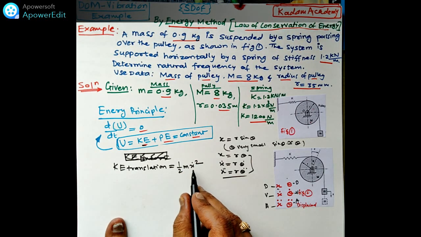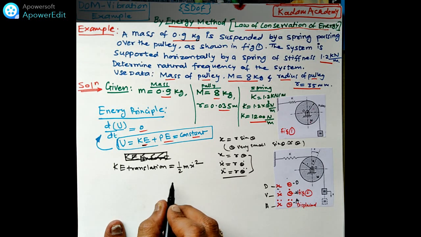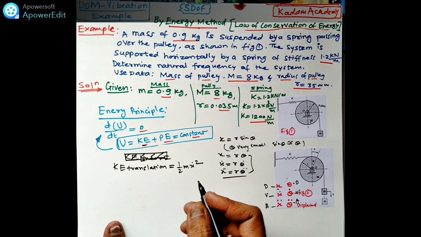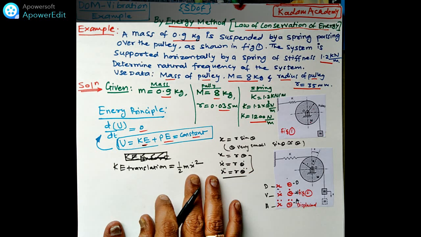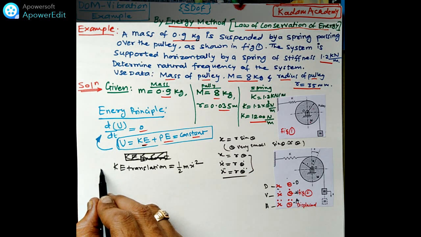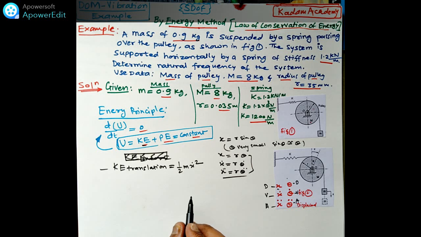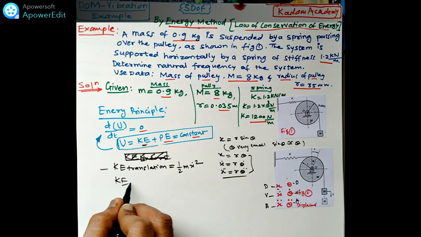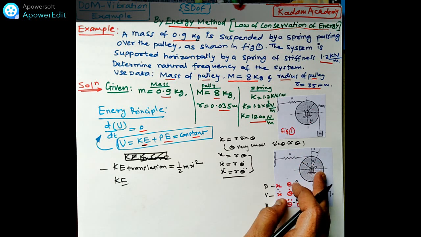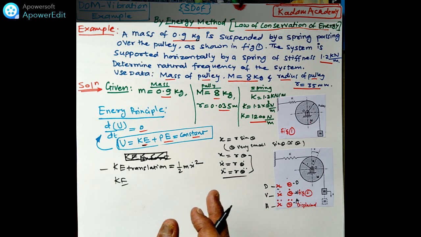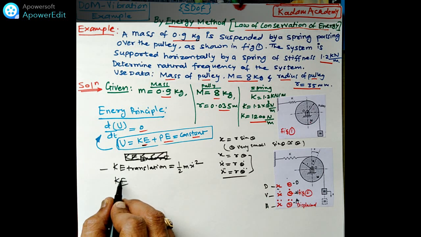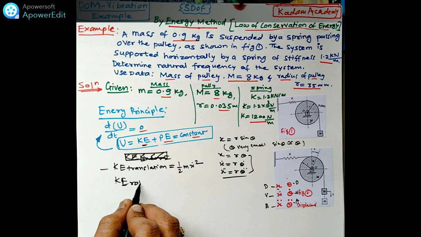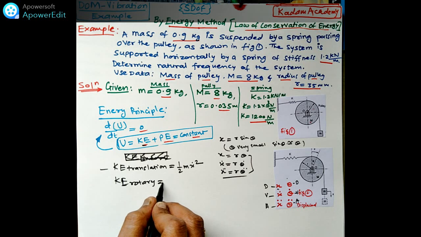Here, if you put the value of x dot in this equation, we can convert the equation in terms of theta or keep it as it is. So this is one equation, the translation equation. Similarly, KE again is rotation, meaning the rotary motion of this pulley. Due to this we have to consider KE in rotary motion, which we need to find out.